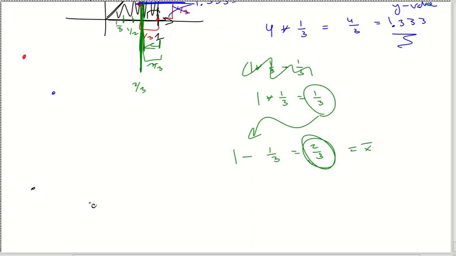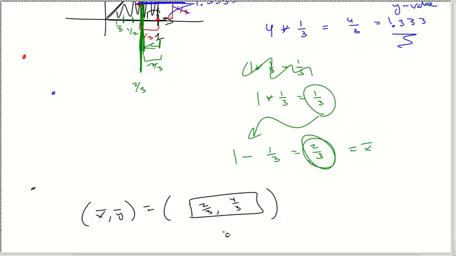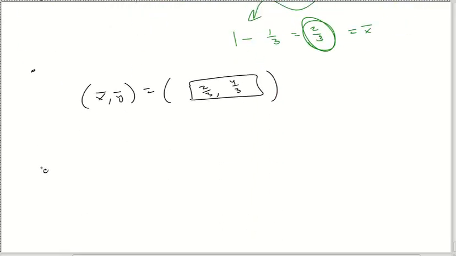Final answer here, very simple at this point. X bar, y bar. I have 2/3, and I got the 4/3, and we are done. Literally nothing else to do. Cool, huh? Is there a catch? Well, it only works with triangles.